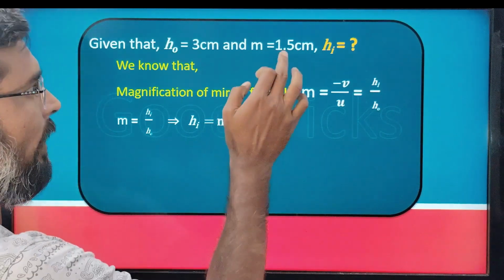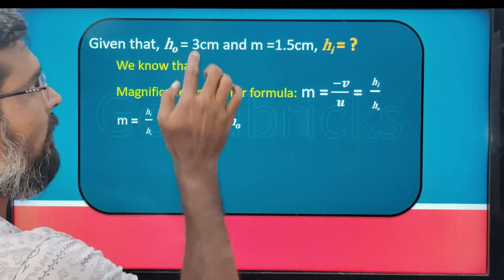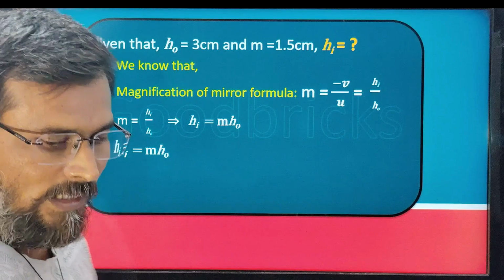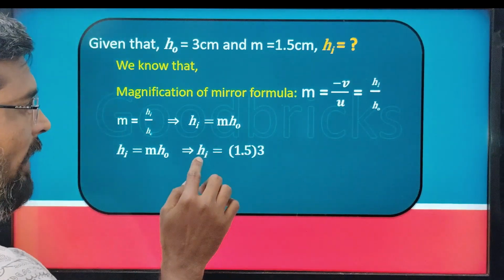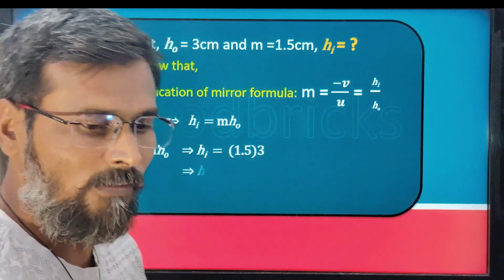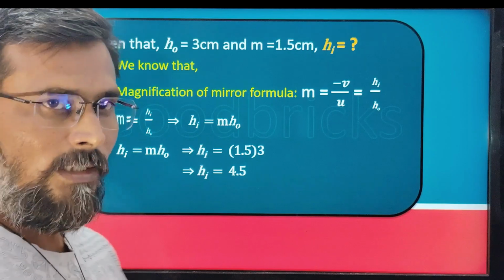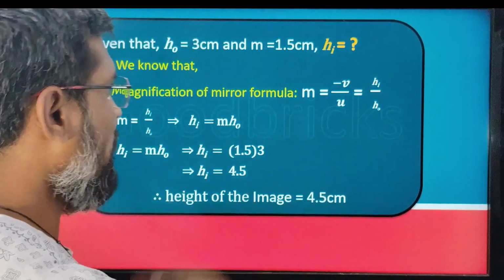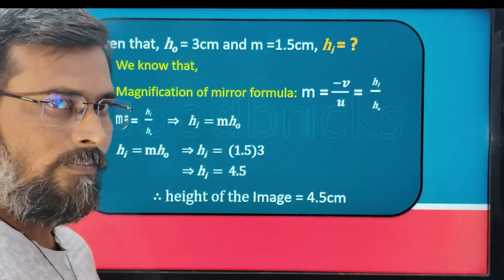M value we have is 1.5, h0 value we have is 3. So you have to substitute the m and h0 values. Then you can write hi is equal to 1.5 into 3. When you multiply, you will get 4.5. This 4.5 is the image height which is asked in the question.